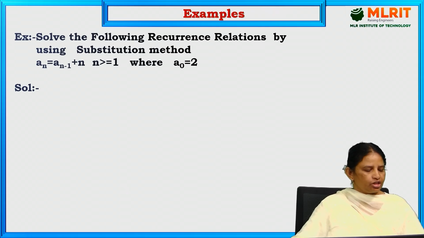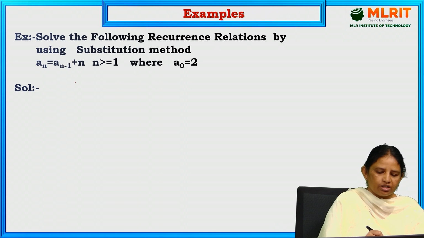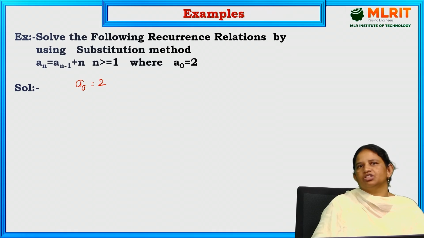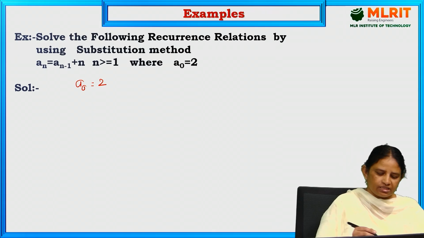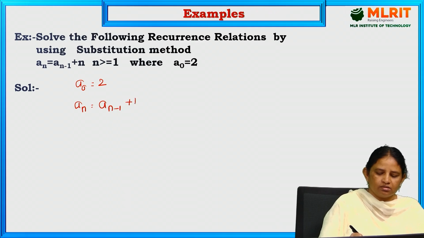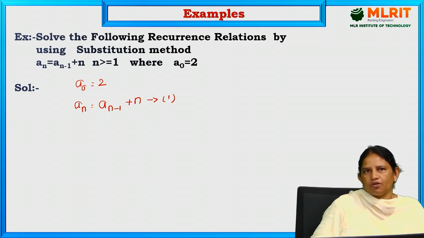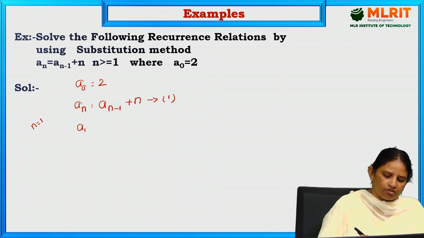Solve the recurrence relation by using the substitution method. First consider what is the initial condition. a_0 is equal to 2 is the initial condition. Then based on the initial term, we need to find the next term in the sequence. That is a_n equal to a_(n-1) plus n. That is equation number 1. In the place of n, substitute n equal to 1. Then a_1 equal to a_0 plus 1.